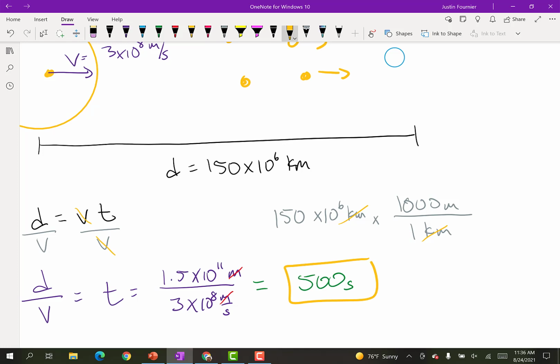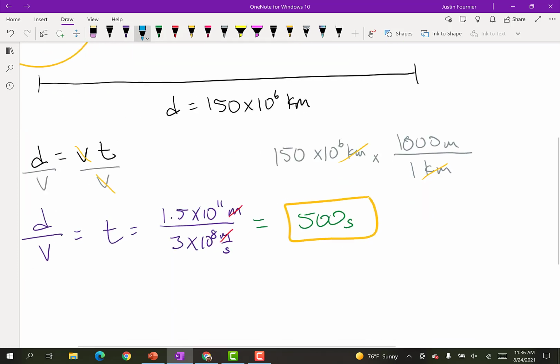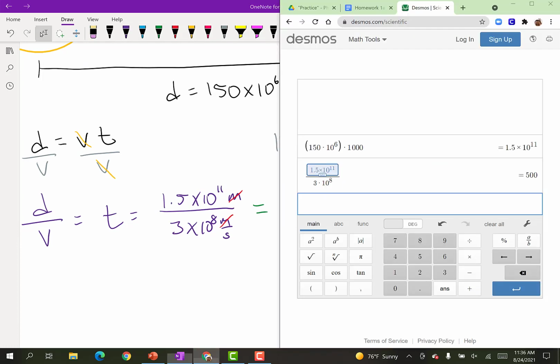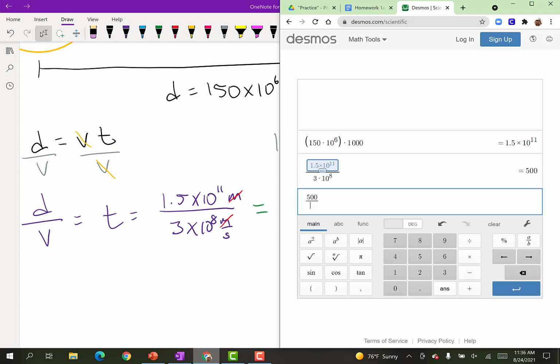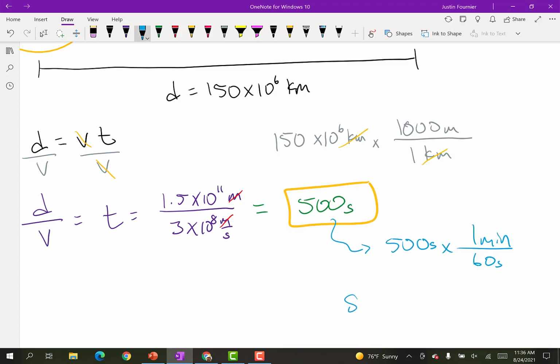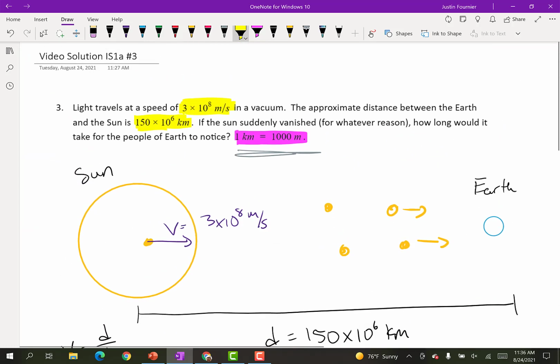So I could say this and I'd be completely fine, but I don't know exactly what 500 seconds is, so I could convert that to minutes. Because I know that there are 60 seconds in 1 minute, 500 divided by 60 gives me 8.33 minutes it would take. So if the sun suddenly vanished for whatever reason, it would take that much time for us to even notice that it happened. Pretty cool. All right, hope that helped. Bye.